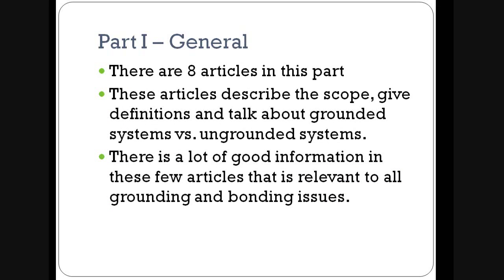Part 1, General Part. This is an important part of the code, and there's 8 articles in this part. They're worth your time to read through each of those 8 articles. It's not very long, it's only a couple of pages. They describe the scope, and they talk about definitions. They talk about grounded systems versus ungrounded systems. And there's just a lot of good information in these 8 articles that are general to all of the grounding and bonding in Section 250.